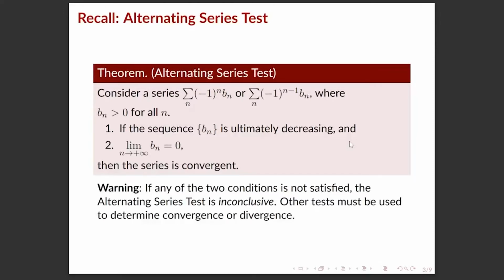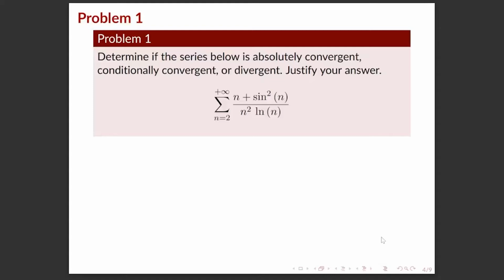In the case that you end up satisfying only one of these conditions or none of them, you must use other tests to determine the convergence or divergence of your series. So for our first problem, we have to determine if the series below is absolutely convergent, conditionally convergent, or divergent. And we have to justify our answer.